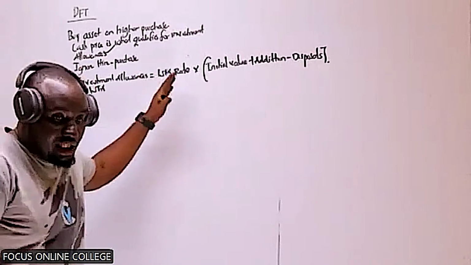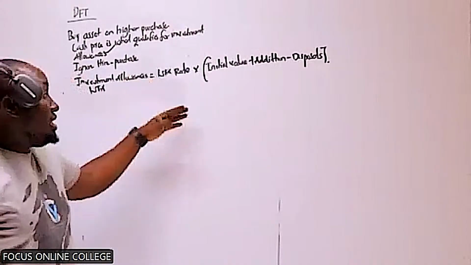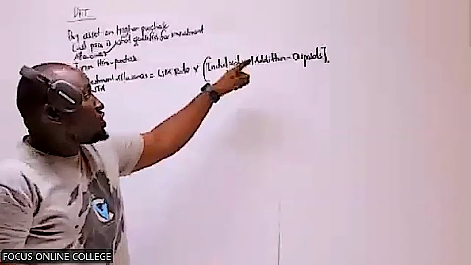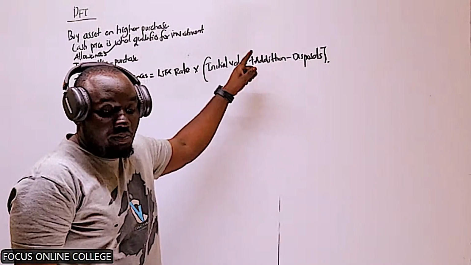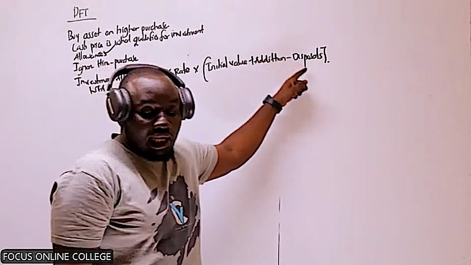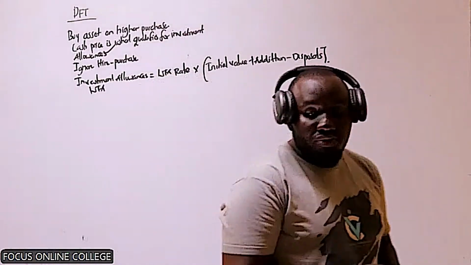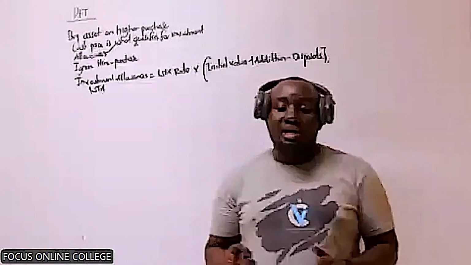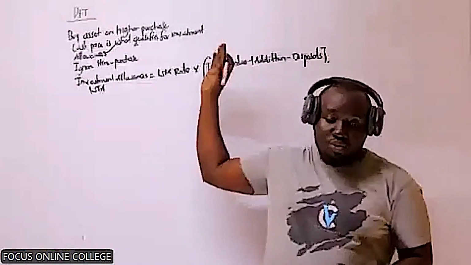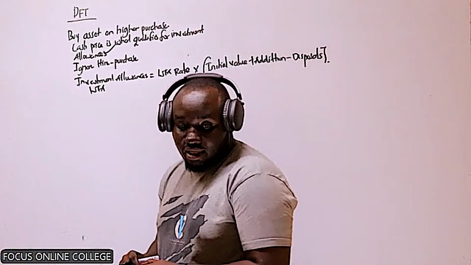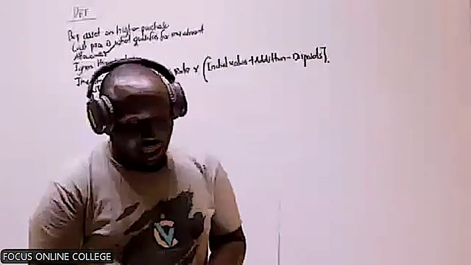So the wear and tear rate either is 25 or 10% times into bracket. We say the initial value plus additions. These are assets that have been bought during the year. Then you less assets that have been disposed during the year. You give me a yes if you're together.